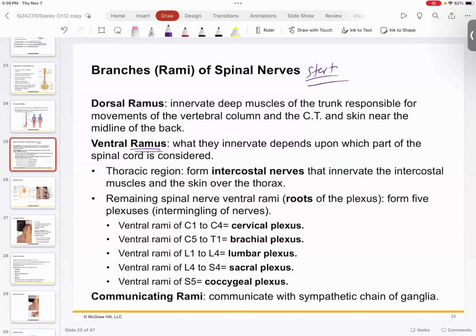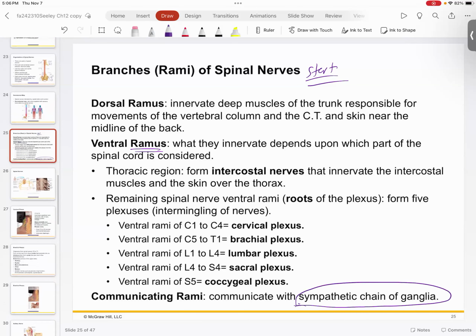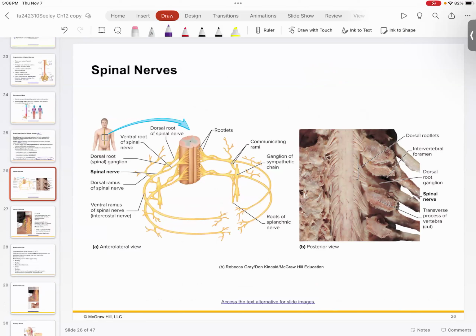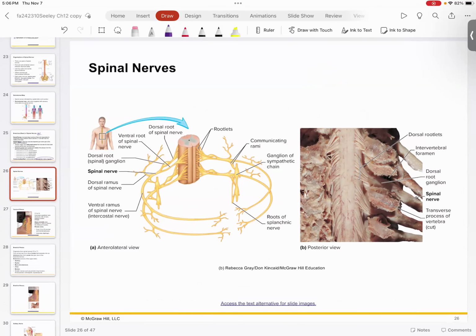Now, along with the sympathetic nervous system, we also have what are called communicating rami that connect to a structure called the sympathetic chain ganglia. It's basically a network of ganglia that forms a parallel chain that runs up and down parallel to the spinal cord. So just to give you a little bit of a visual of what we're talking about here.